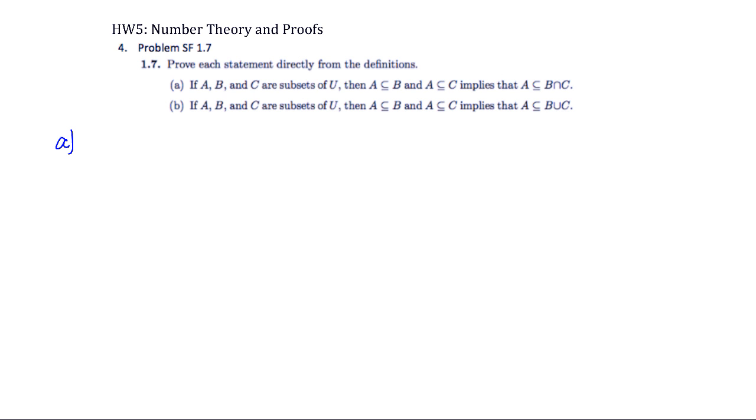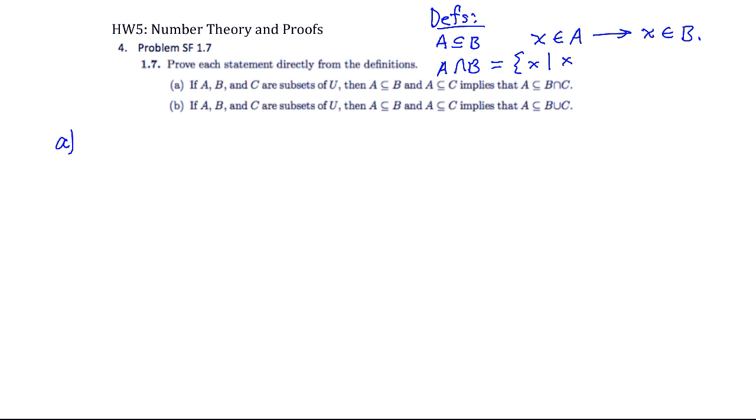That is true. And the definitions we're going to use, I'll write them up here, is that A is a subset of B when, for all x in A, let me write it as an if-then statement: x being in A implies that x is in B. And the intersection of two sets, A intersect B, is defined as the set of all x's such that x is in A and x is in B. So we're going to use those two definitions here.